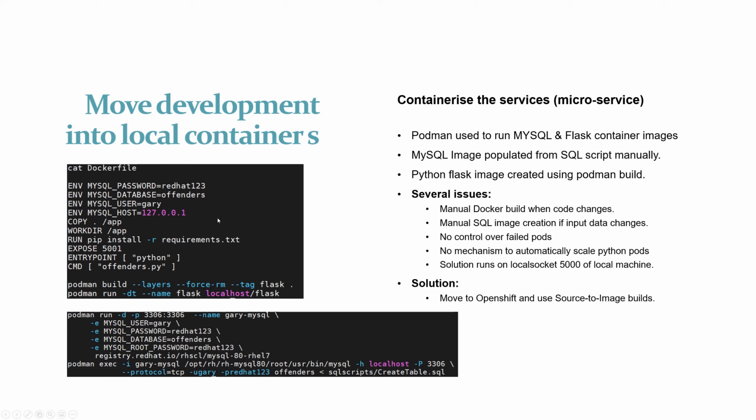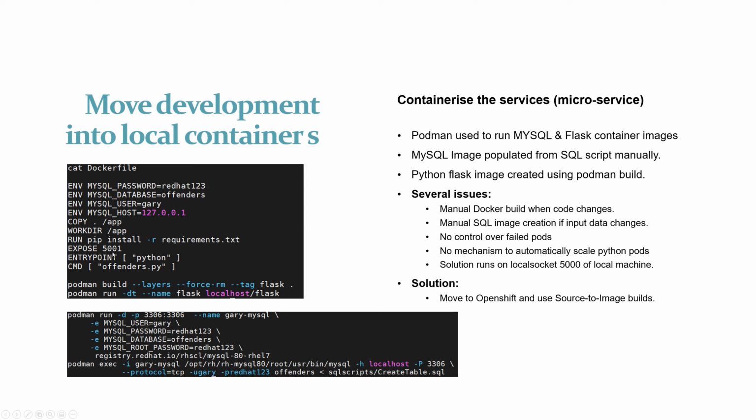I then need to create my Flask application to talk to that running pod application. And so here I've set up a simple Dockerfile, and we can see I've created the environment variables that it will need to connect to the database. And then I'm going to copy my Flask code into /app, run a pip install with a file called requirements, and that will pull in all of my Python requirements.